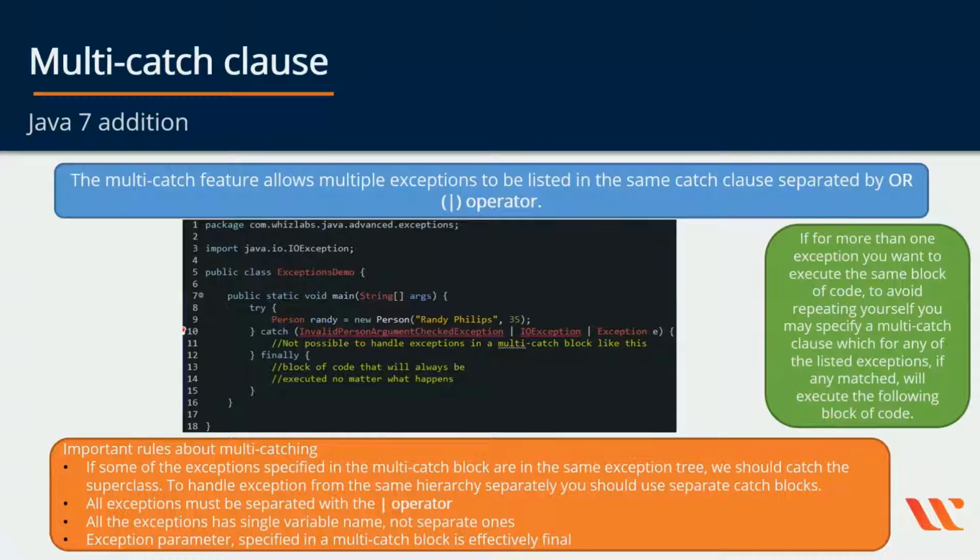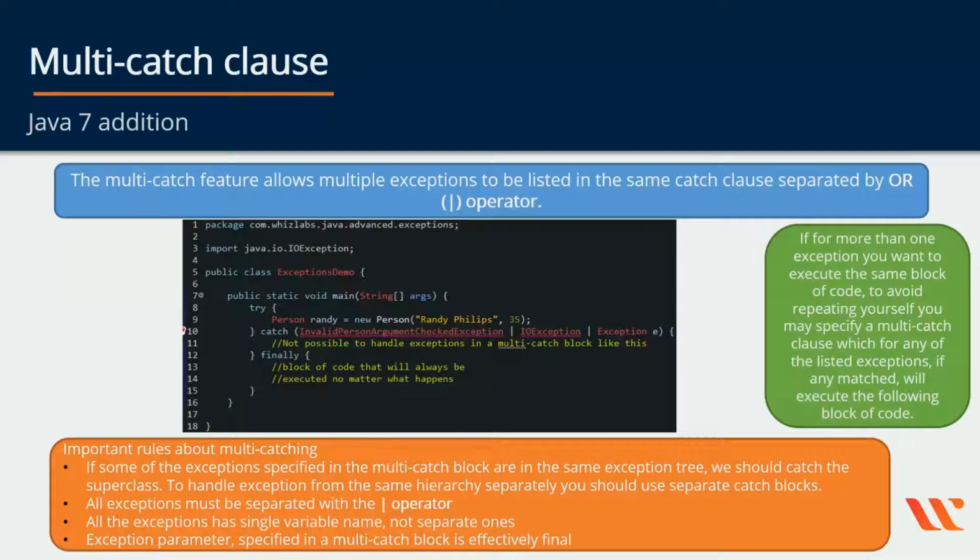First, if some of the exceptions specified in the multi-catch block are in the same exception tree, we must catch the superclass. To handle exceptions from the same hierarchy separately, you should use separate catch blocks. In other words, if you have Exception as a class in a multi-catch clause, any of its subclasses will result in a compilation error. If you have IOException, any of its subclasses will result in a compilation error. Second, all exceptions must be separated with the OR operator. That's a must. This is the only syntax that allows us to use a multi-catch clause.